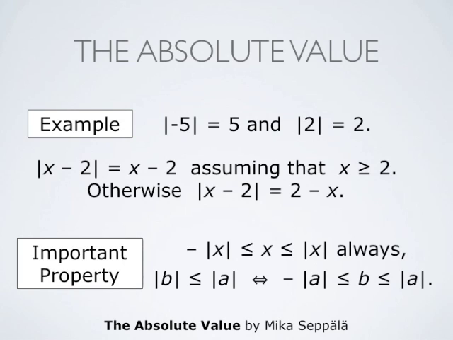And we have the following important property. A number x is always between a negative of its absolute value and its absolute value. In fact, here, depending on whether x is positive or negative, we have equality on one side and strict inequality on the other side. Further, the absolute value of a number b is at most the absolute value of a number a if b is between negative of the absolute value of a and the absolute value of a. These follow from the definition rather immediately.